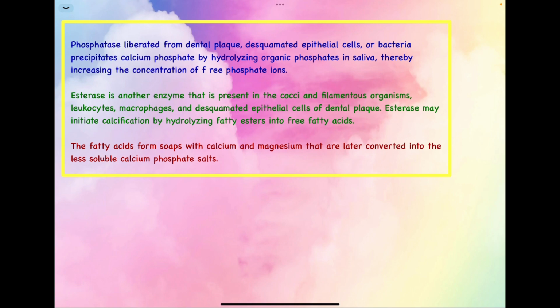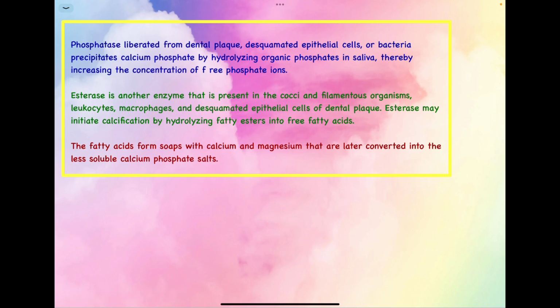Apart from this, the fatty acids form soaps with calcium and magnesium that are later converted into less soluble calcium phosphate salts. So these fatty acids conjugate with the calcium and magnesium ions that are freely available in the saliva, and later they get converted into less soluble calcium phosphate salts, which again get precipitated onto the surface of dental plaque, right?